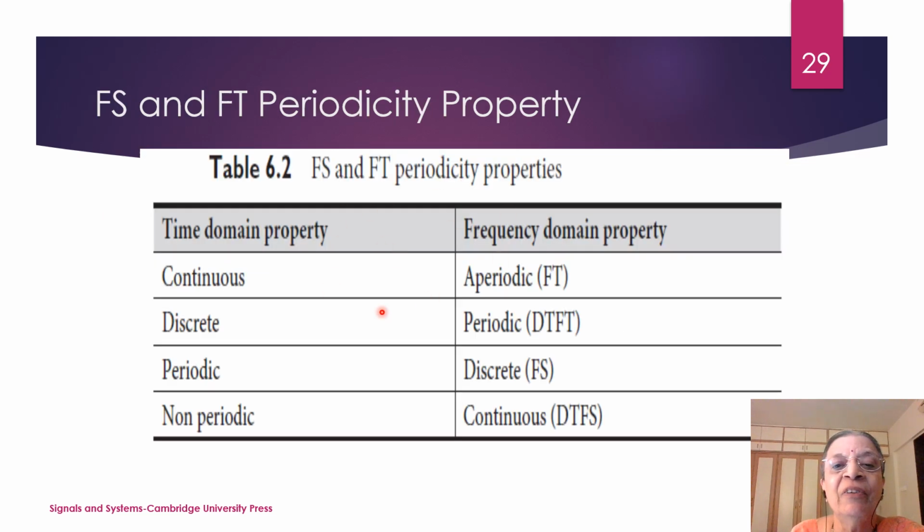So in summary, if we have a continuous time signal, we get an aperiodic Fourier transform. If the signal is discrete, then you get the DTFT, and this DTFT is periodic. If the time domain signal is periodic, we get the Fourier series representation, and it is discrete. If the signal is non-periodic, we get a continuous spectrum, and that is DTFS, but it is periodic.